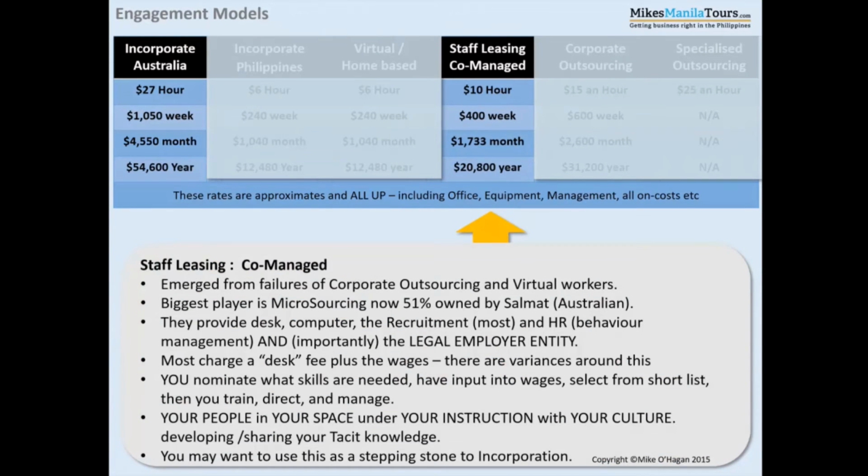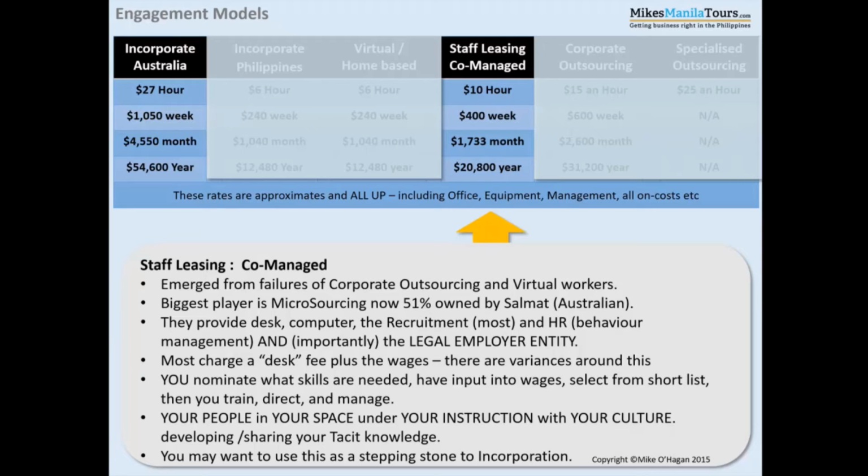I want to go on now and talk about the one that's really booming, the one that's really making big, big differences out there, and that's one called staff leasing or co-managed. This has really emerged from the problems and issues that the corporate outsourcing had, and the problems and issues that I've already talked about with virtual home-based workers.